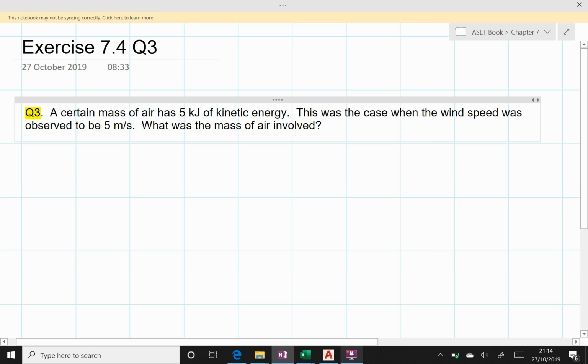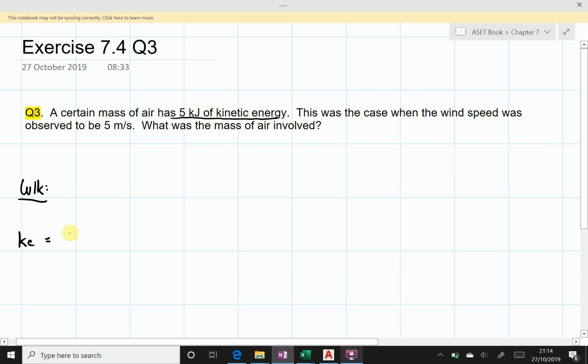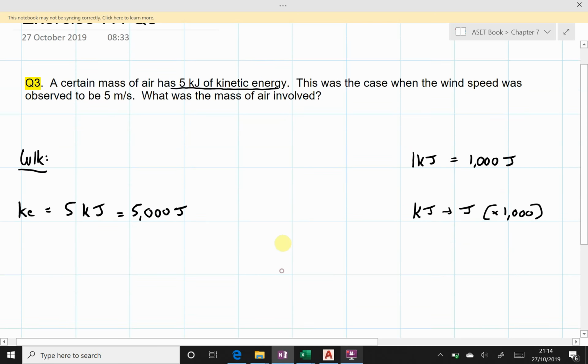We're now going to do exercise 7.4 question 3, and if we read carefully through this we can then complete what we know. So we're told initially that the kinetic energy of the air is equal to 5 kilojoules. Now we're going to have to convert this kilo, and if you recall that 1 kilojoule is equal to 1000 joules, then to convert from kilojoules into joules we have to multiply by 1000. And in doing so, 5 times 1000 gives us 5000 joules.